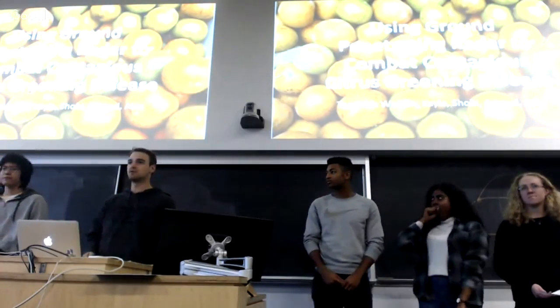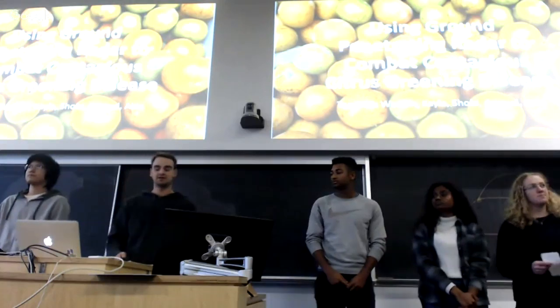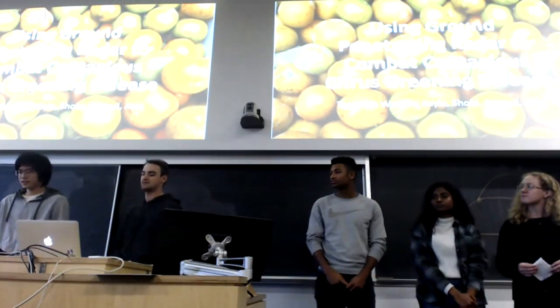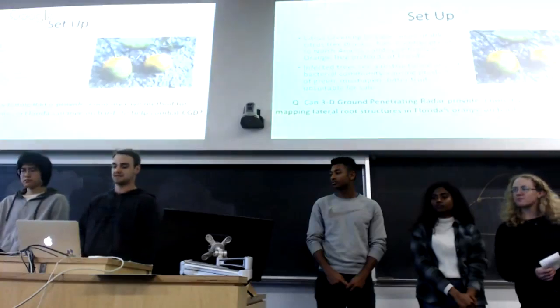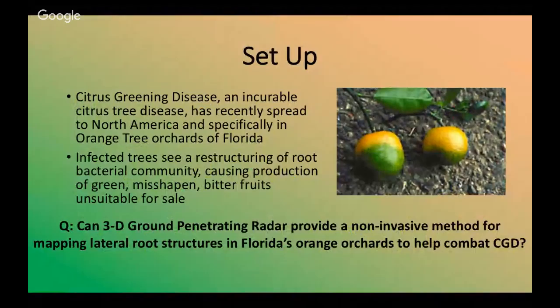All right, guys. So we're Team 10, and the case study that we wanted to look at was using GPR to try and combat contagious citrus greening disease. So a bit of setup for the problem. Basically, in 2005, this contagious citrus disease traveled to Florida and was infecting their orange trees, and it still is. It causes all the oranges to be green and bitter, and they're not sellable. So this case study was wondering, can you use 3D GPR to provide a non-invasive method for mapping the root systems of these orange trees?